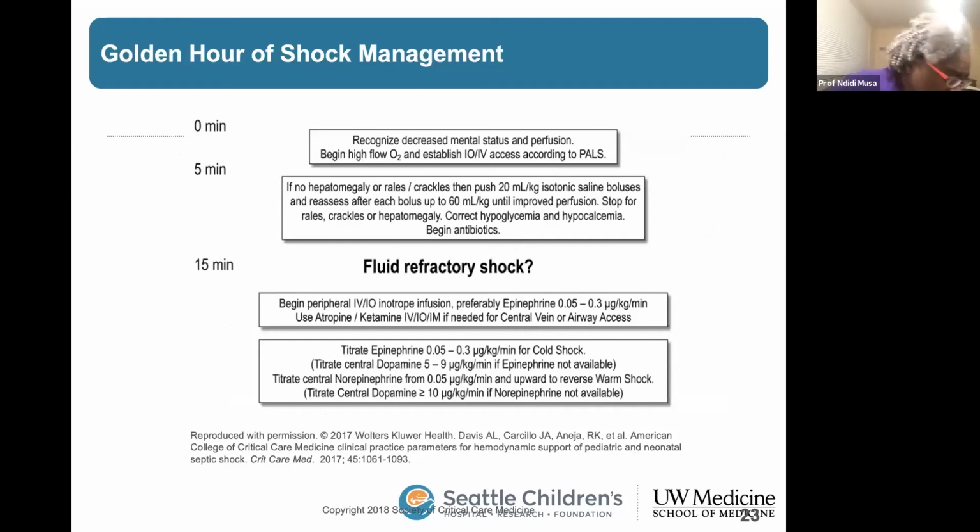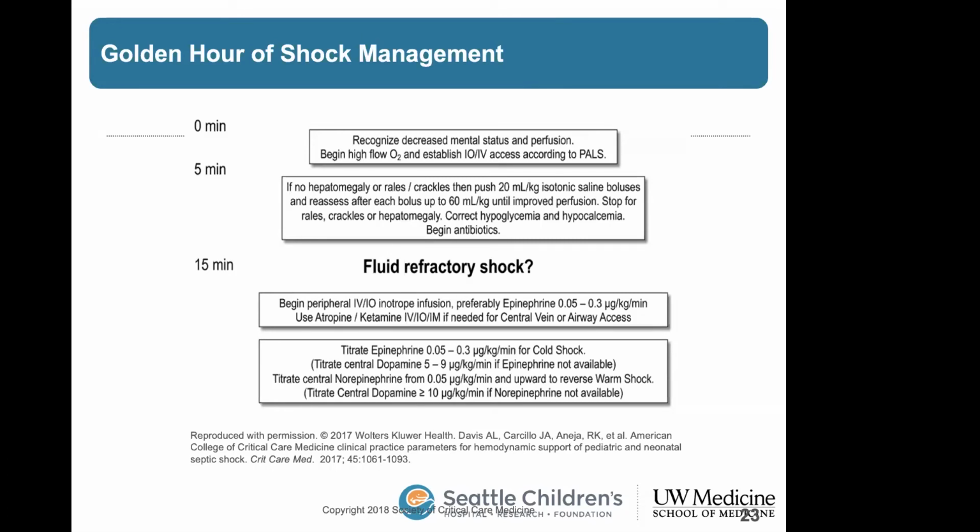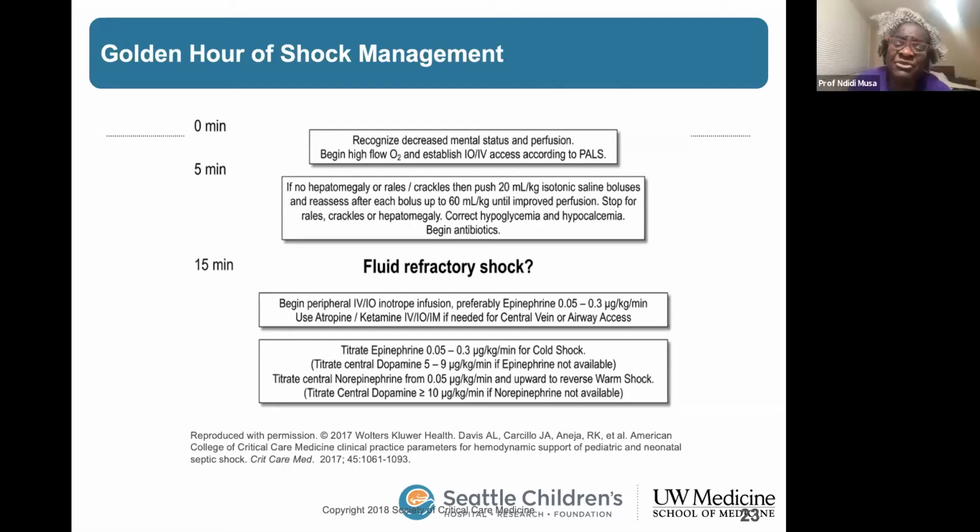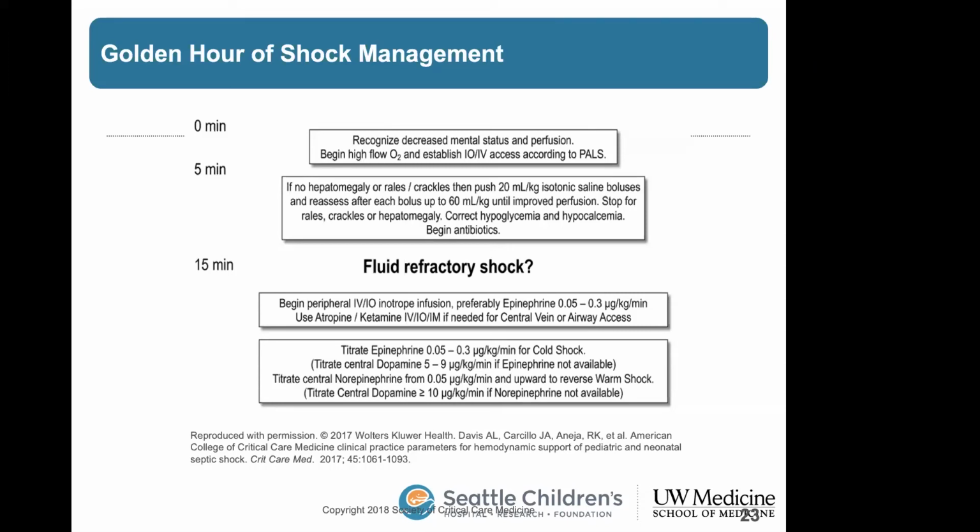So what's the golden hour of shock? Within the first minute, you should recognize that this patient has decreased mental status and perfusion, begin high flow oxygen and establish IV or IO access. This is a chart from PALS. If you cannot get IV access within a few minutes, you institute an IO, just stick a needle through the bone marrow and you can resuscitate the patient.